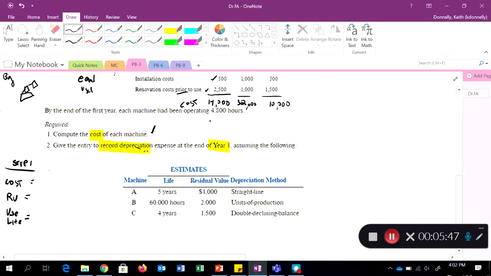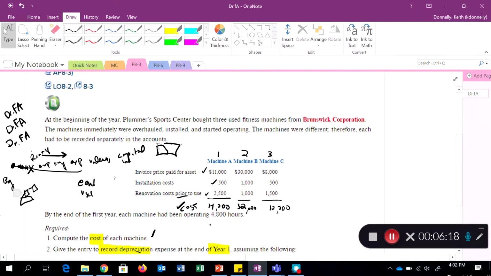So for machine A, right here, we know the cost from up above, which we've just done, 14,000. For machine B, we know the cost is 32,000. And for C, we know it's 10,000. Notice how cost there is not just literally the cost, right? It's all of the costs that you incurred up until you placed it into service.